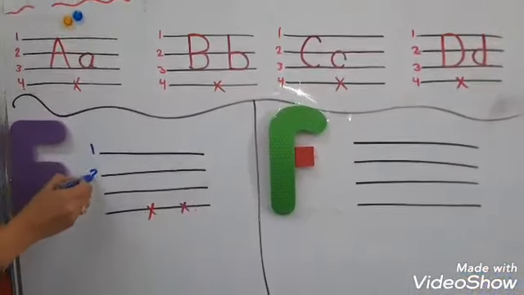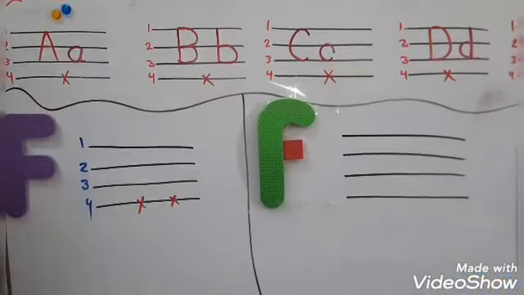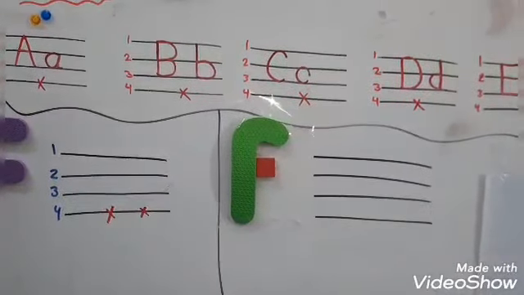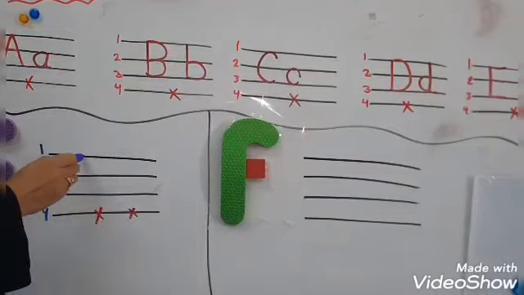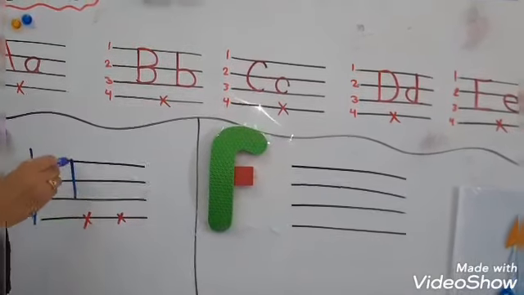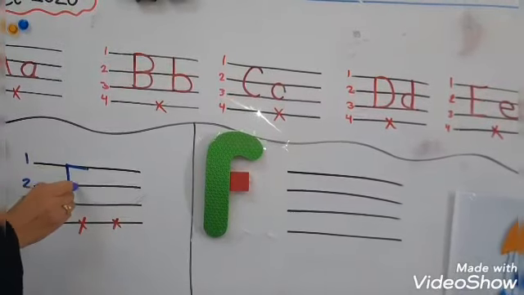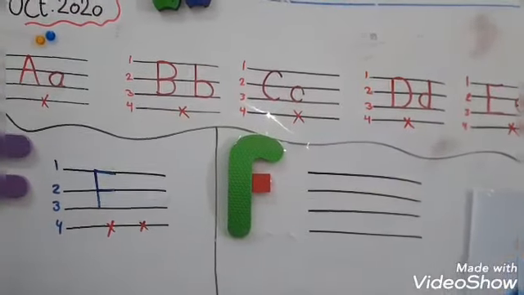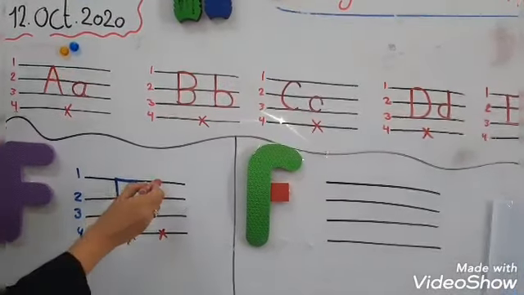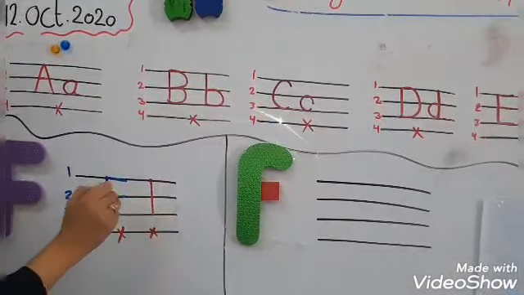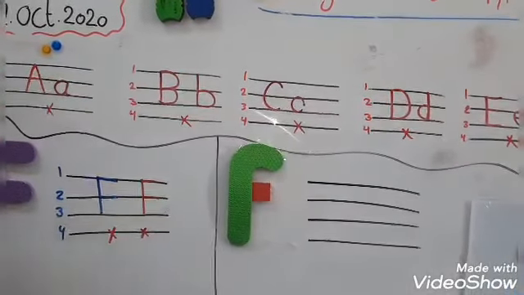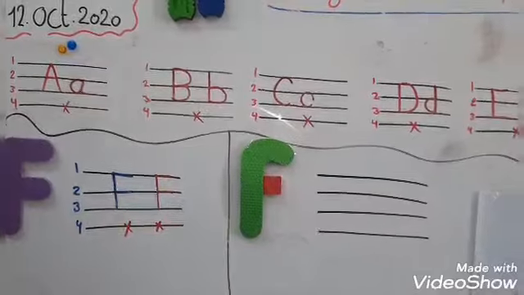Line number 1, line number 2, line number 3, line number 4. Line number 4, we don't need it. First step, put a dot. Line on number 1, line on number 2. Capital F. Again, dot, line on number 1, line on number 2, capital F.